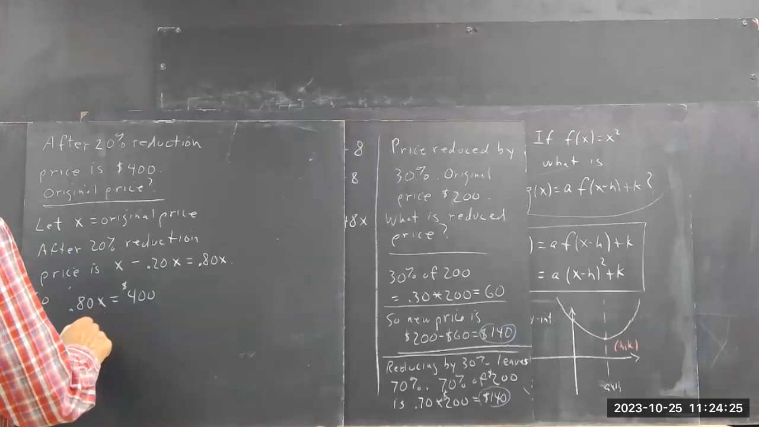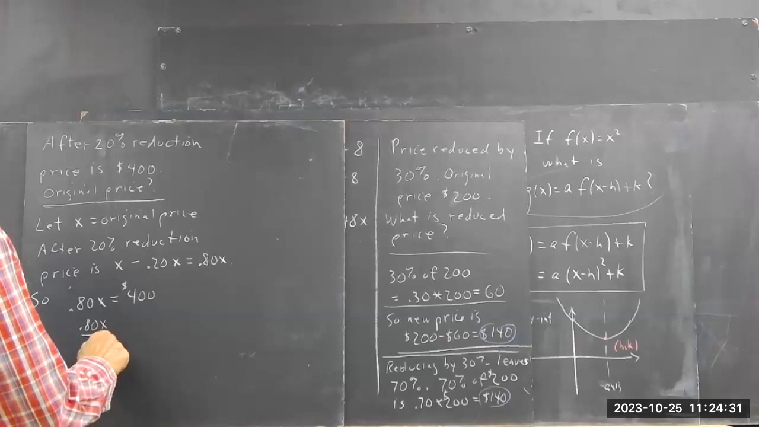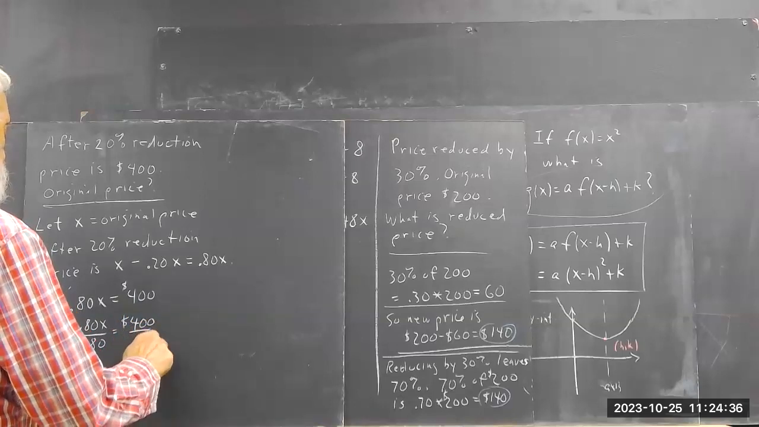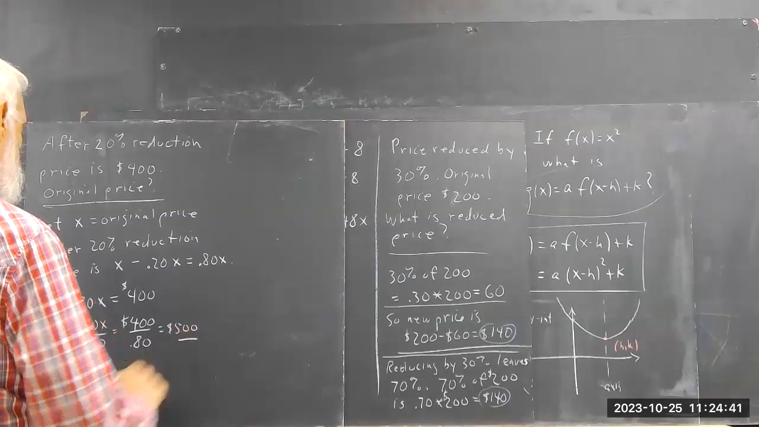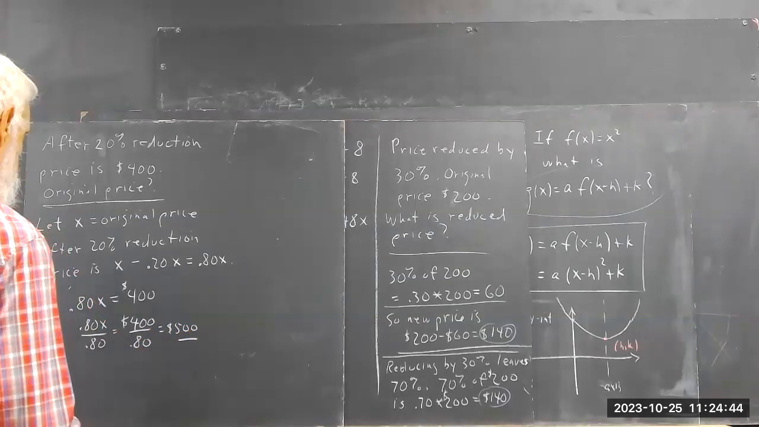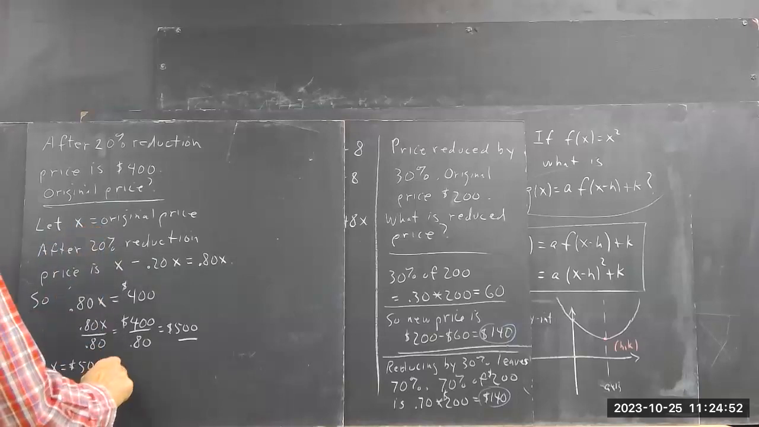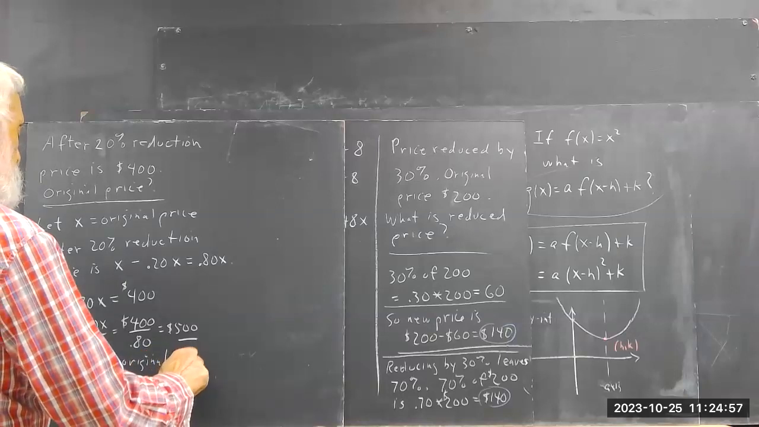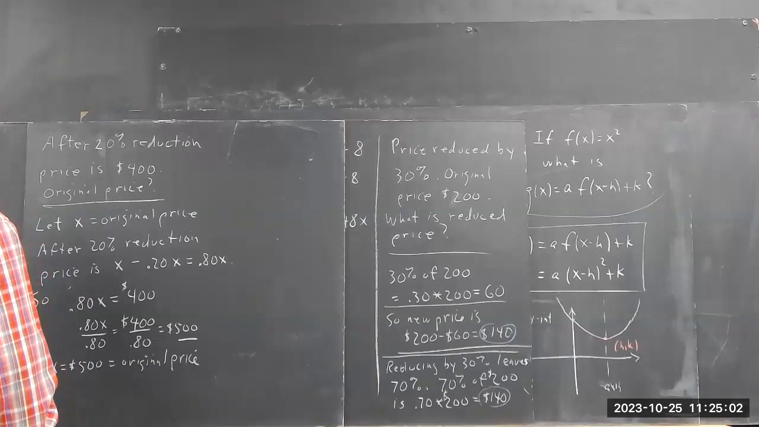So we solve this. Take our 0.80X divided by 0.80. That equals our $400 divided by 0.80, which equals $500. X is $500. We said originally that X is the original price. And that's what we were trying to find. There's our solution.